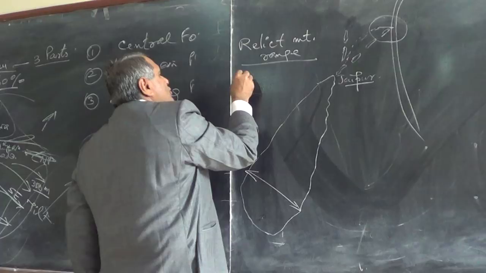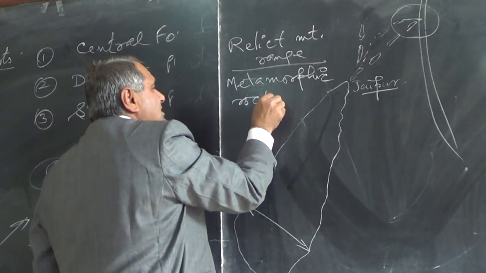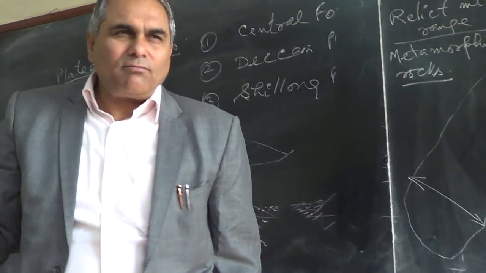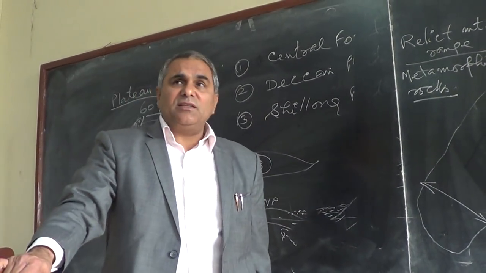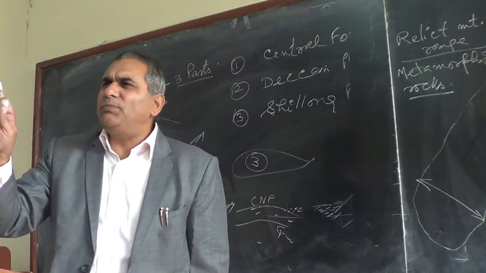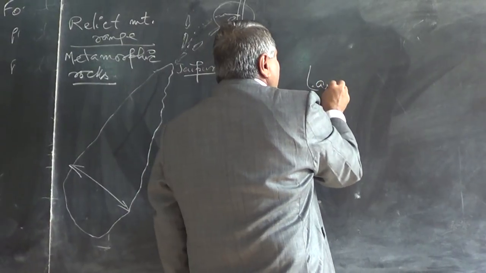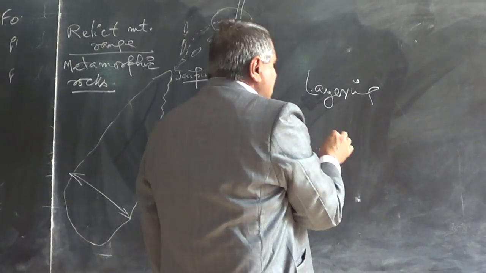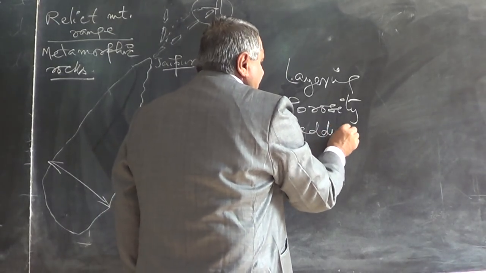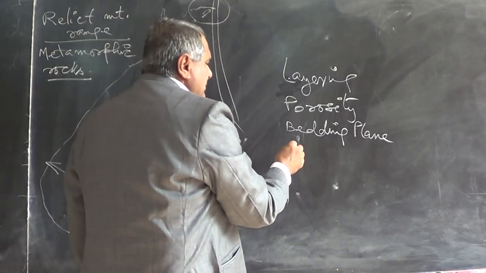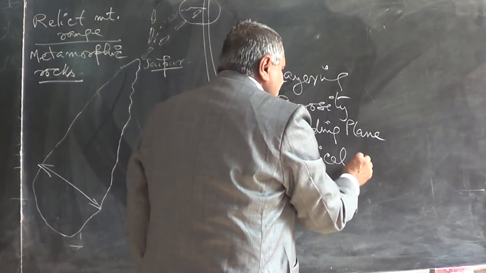And it is composed of metamorphic rocks. Metamorphic rocks means this is so old, the basic nature of the rocks had changed. Basic nature of the rock means a rock has four or five basic properties. Number one, layering. And when the rock formation takes place, it develops the layers. It develops the porosity. It develops the bedding plane. It develops the chemical reactions. If chemicals are there, react like.